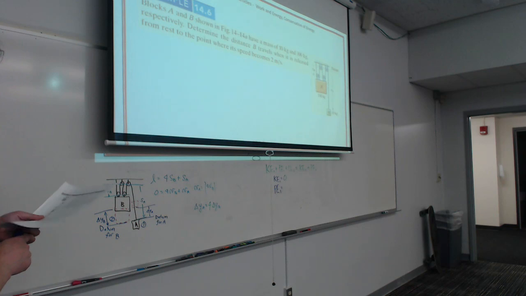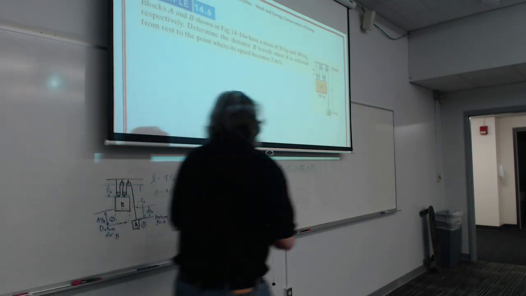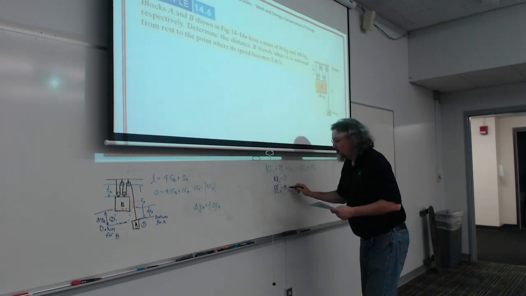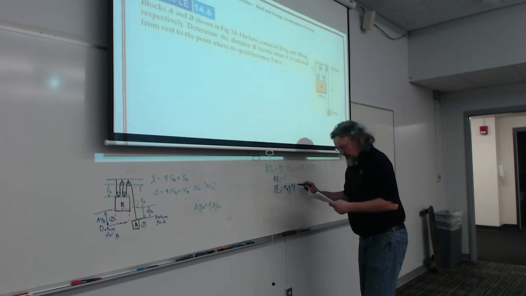Even though they're not drawn to scale, the potential energy is really going to be mB g delta yB.